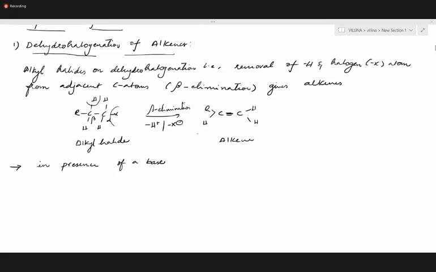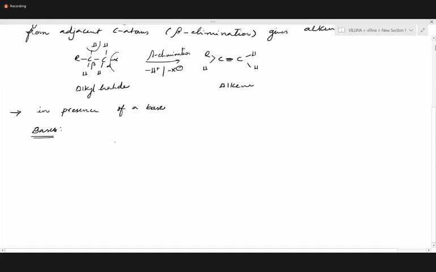So please take down the bases. What are the bases that can be used? Yesterday I shared in the group one sheet, right? In that, specific bases in favor of E2 mechanism, even E1cB mechanism are listed in that table. So in general, you take down some important bases regarding the exam. You don't need to take down all the bases in that sheet, right? So just simply note down the common bases that you see while writing this alkyl halide to alkene conversion.